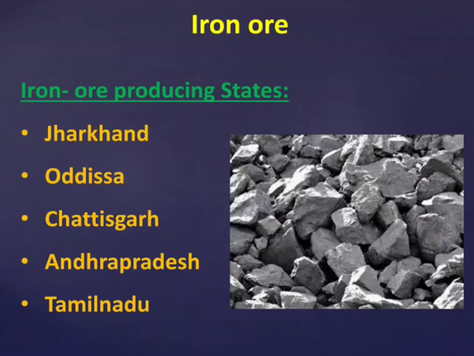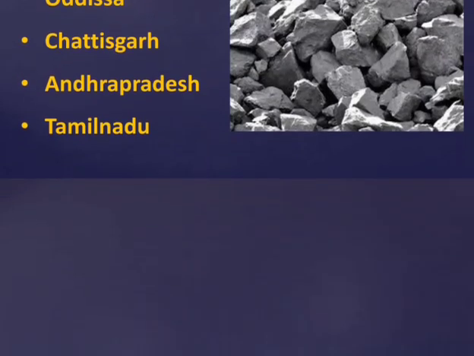Then Chhattisgarh is producing magnetite, 18%. Andhra Pradesh and Tamil Nadu produce only 5% of iron ore. In Tamil Nadu, we find iron ore in the districts of Salem, Madurai, Tirunelveli, Trichinopoly and Coimbatore.